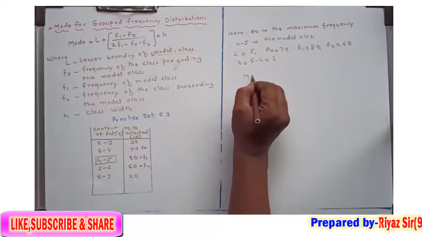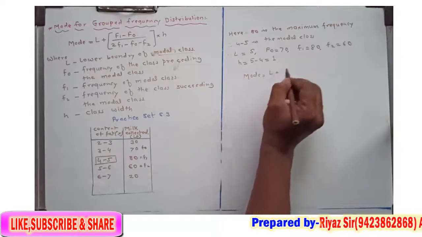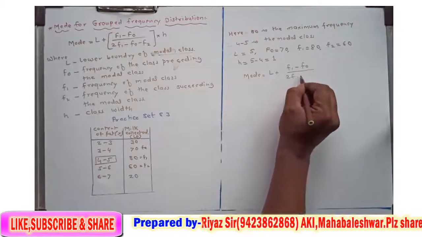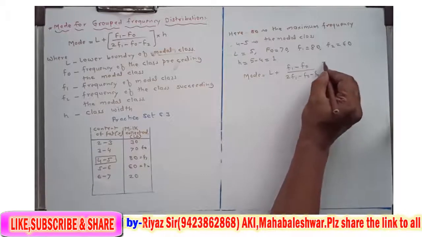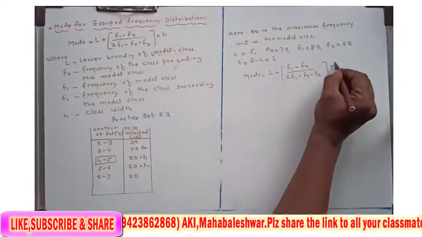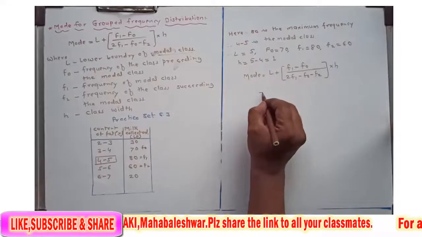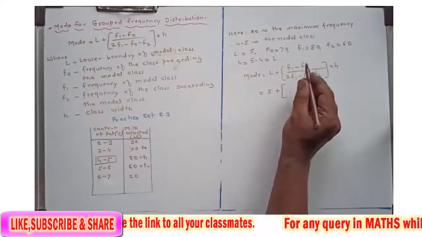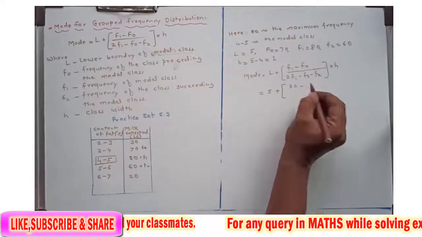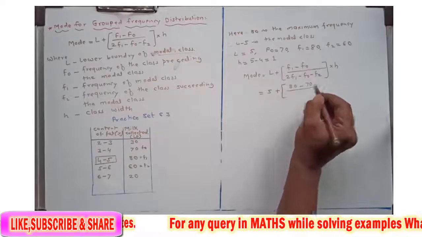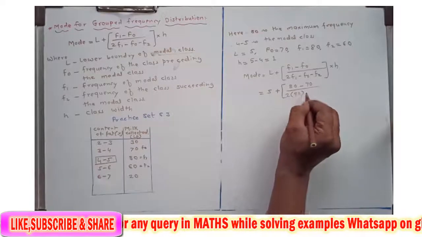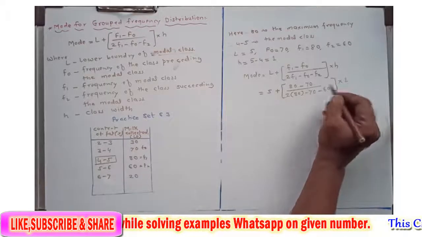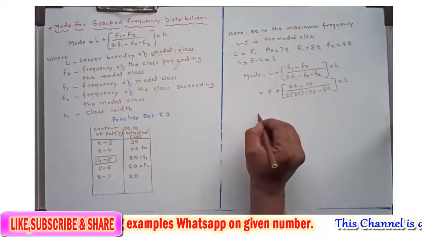Now we write the formula. Mode is equal to L plus (F1 minus F0) upon (2 F1 minus F0 minus F2) into h, that is equal to, value for L is 5 plus F1 is 80 ना, minus F0 70, divided by 2 into 80 minus 70 minus 60, into h. Value for h is 1. Okay, no need to write this one in the next step.